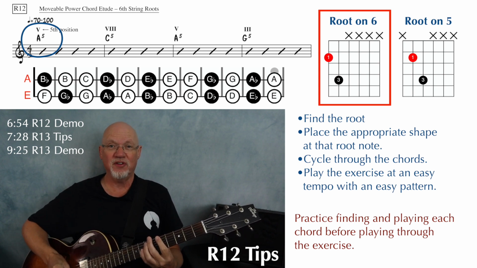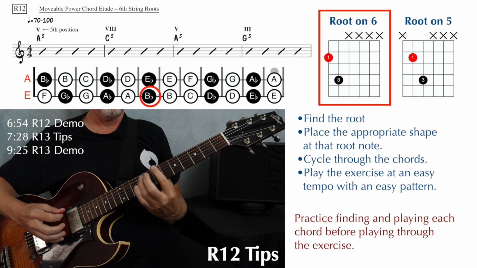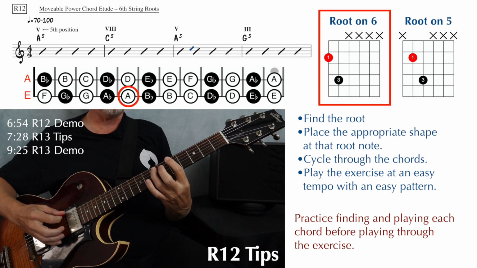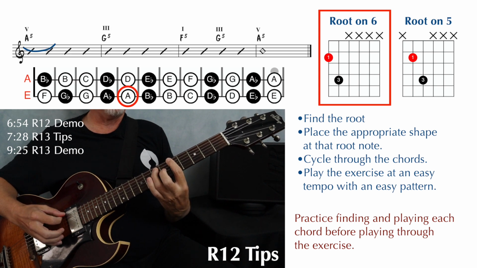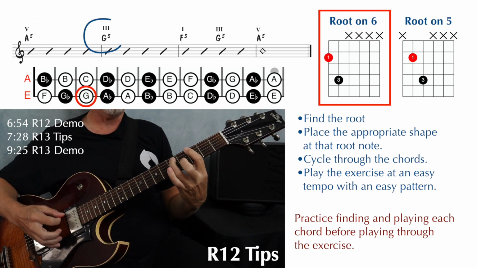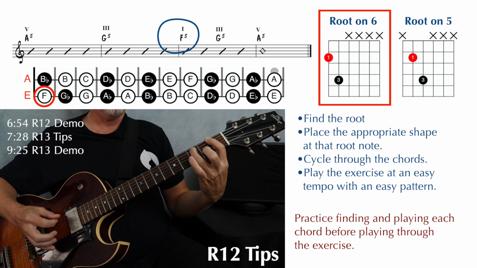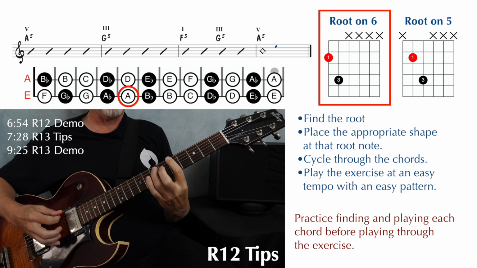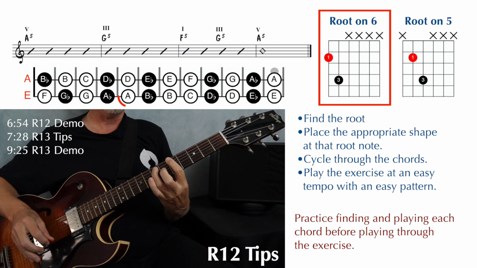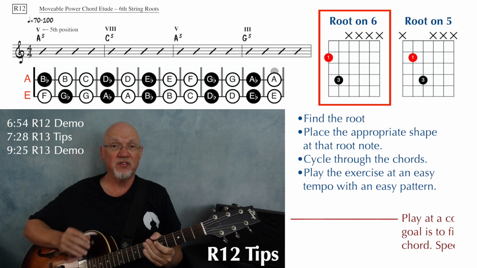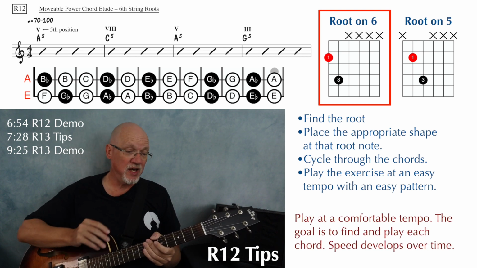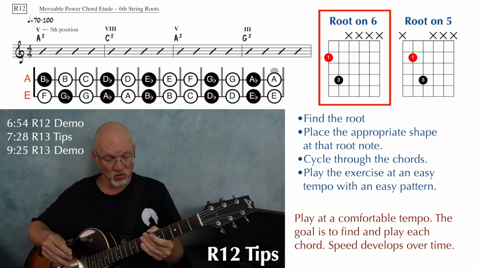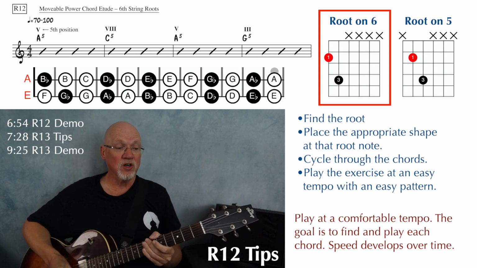Find those chords first. A5, C5, A5, G5. Second line, A5, G5, F, G, ending on an A5 or A power chord. Once you're comfortable finding those chords, go ahead and play through the exercise. Play at a nice, comfortable tempo. We have marked quarter equals 70 to 100, so we've got a range to work with there.